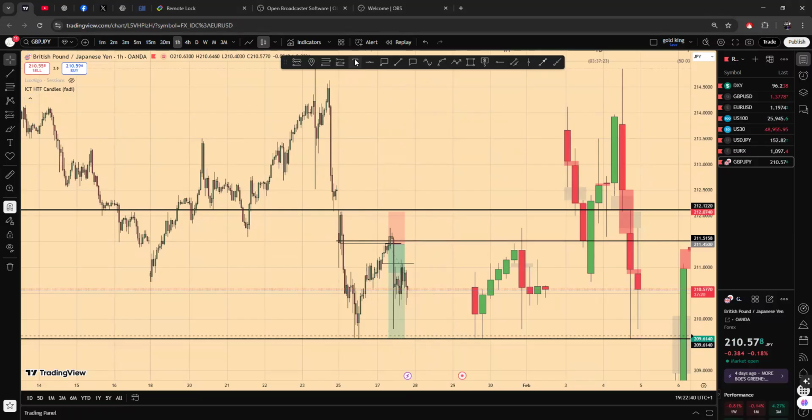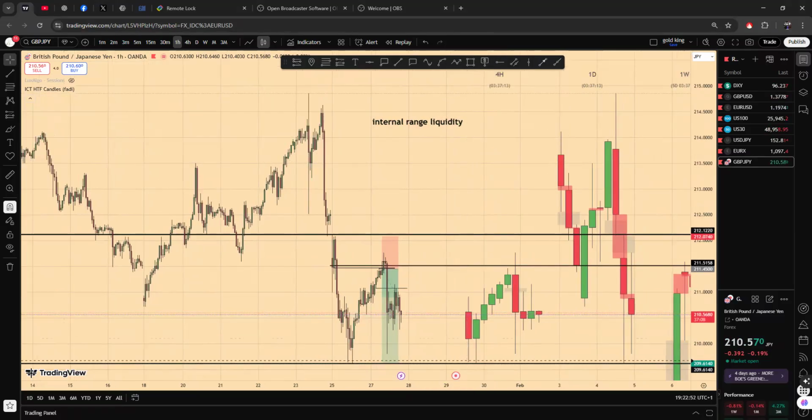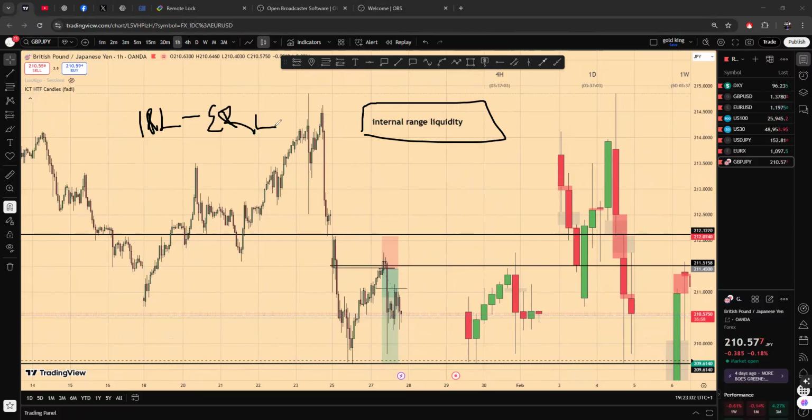So I told you that our lesson today is going to be on internal range liquidity. I already told you that since we have two, the market moves from internal range liquidity to external range liquidity. And external range liquidity is simply swing highs, swing lows, and all that.